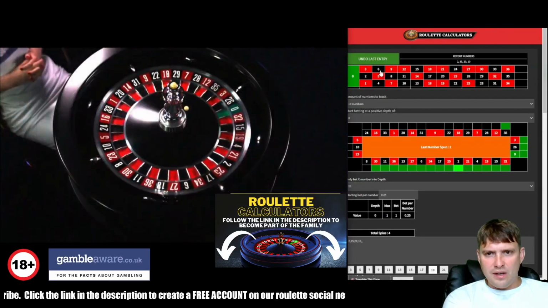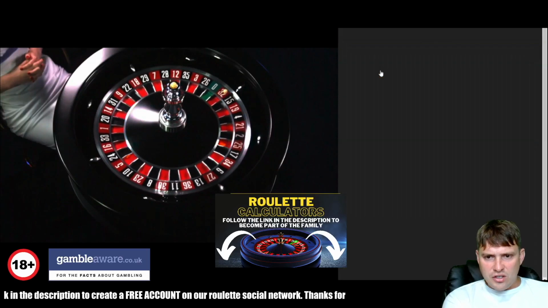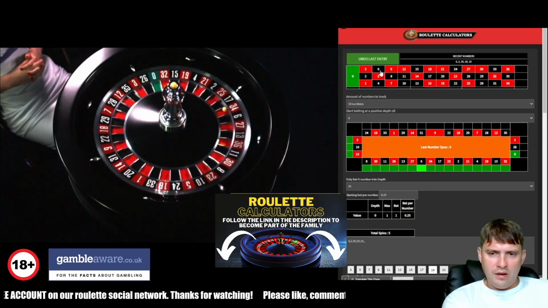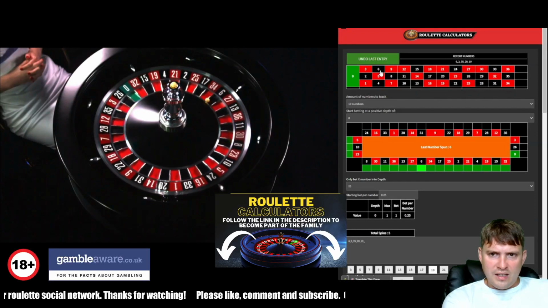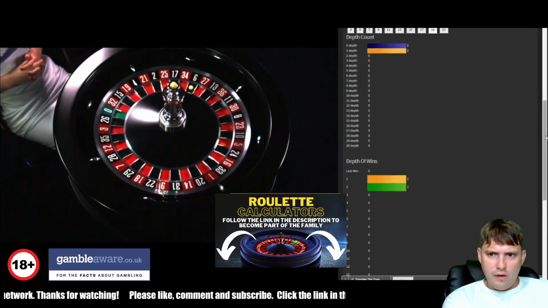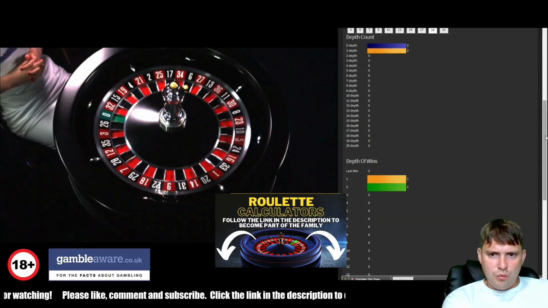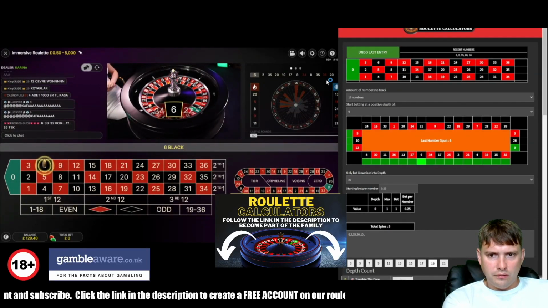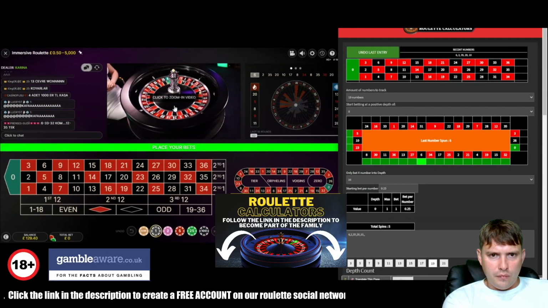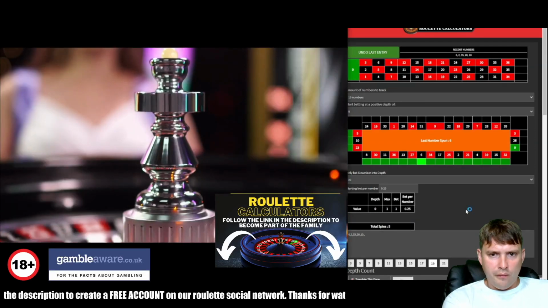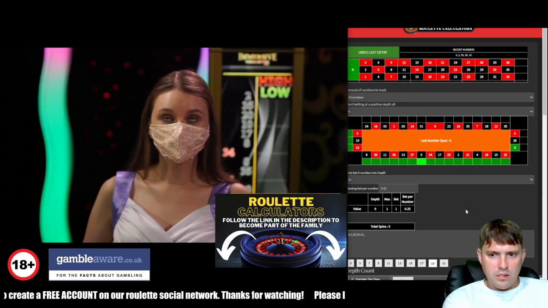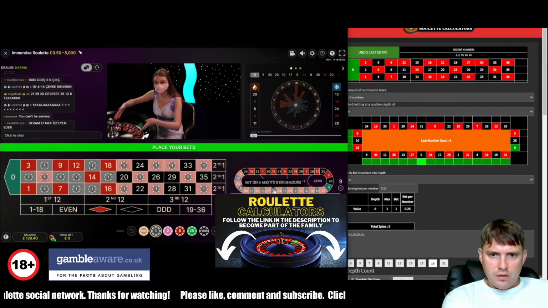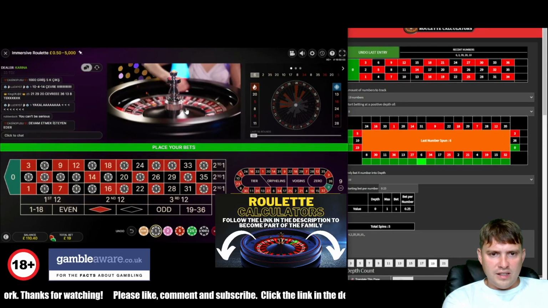Okay, that's gone to number 6. So it looks like she's kind of favouring the highlighted section. I didn't actually watch the first couple of results, so I'm not sure. I know the last few have definitely been highlighted section. Okay, so depth of 0, depth of 1, depth of 0. So it looks like he's going straight in on the highlighted section there.